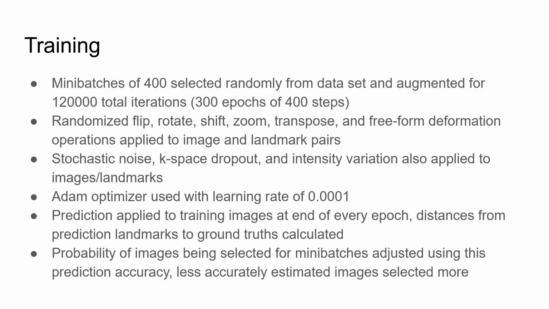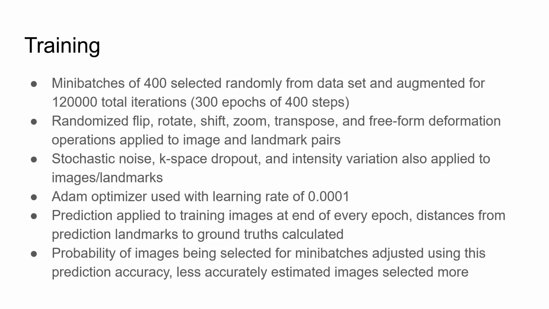We trained this network on mini batches of 400 images selected randomly from our data set and augmented to create a total of 120,000 iterations consisting of 300 epochs of 400 steps. For each image that we take from our data set, we apply randomized flip, rotate, shift, zoom, transpose, and deformation operations to perform our regularization and, of course, to introduce more variability into our data set. These operations operate on the image and the landmark pairs together so that our landmarks retain their position in the images. Our images are also further modified using stochastic additive noise, some case-based corruption using a dropout method, and variation of intensity and contrast.